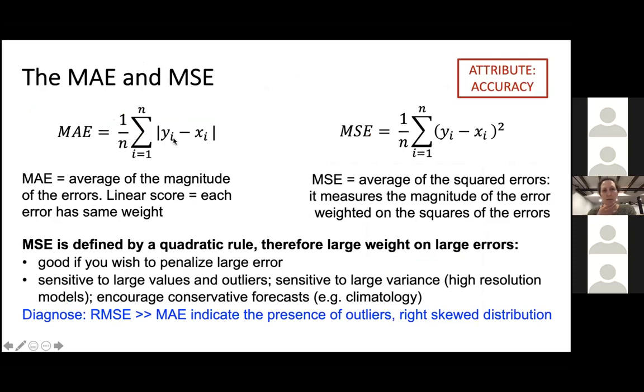The mean absolute error and the mean squared error. So the mean absolute error is the average of the magnitude of the errors, and it's a linear score. So each error has the same weight, it is the absolute value. The mean squared error is the average of the squared errors, and it measures the magnitude of the errors weighted on the square of the errors.